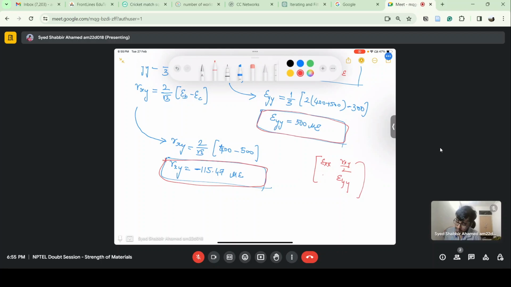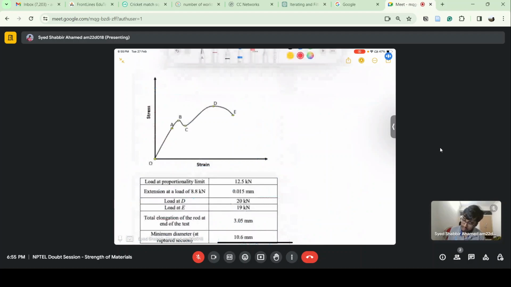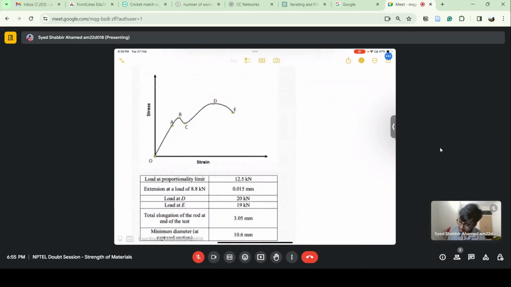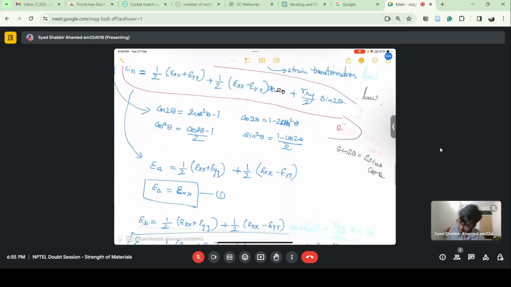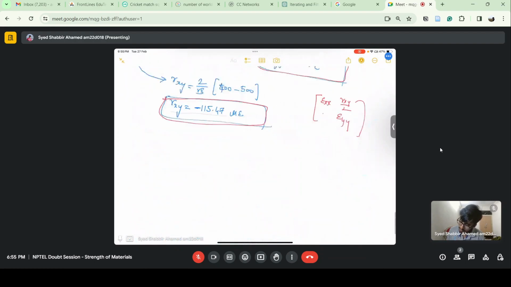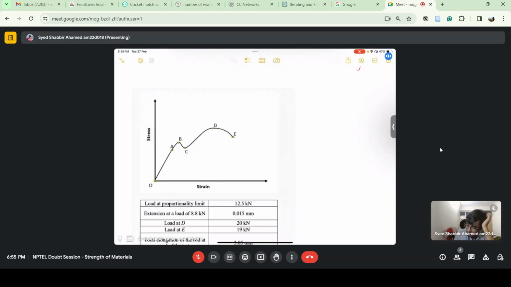Next, we will do this question. I'll just copy it. So this is a stress strain curve which is given for a tensile test.